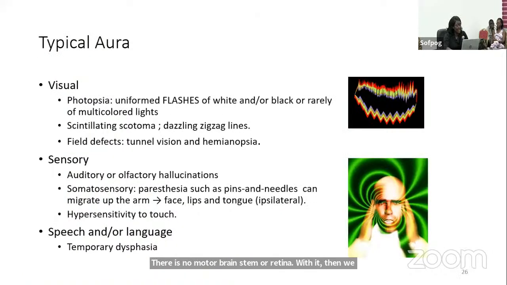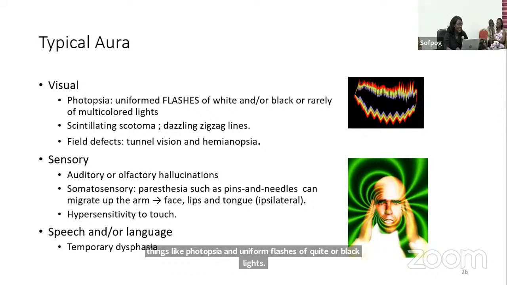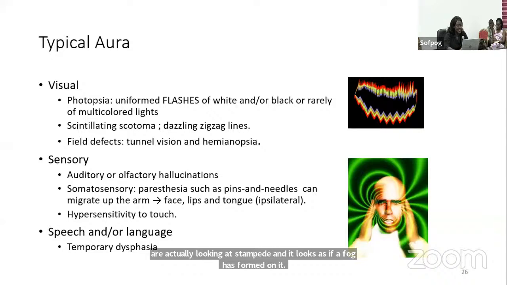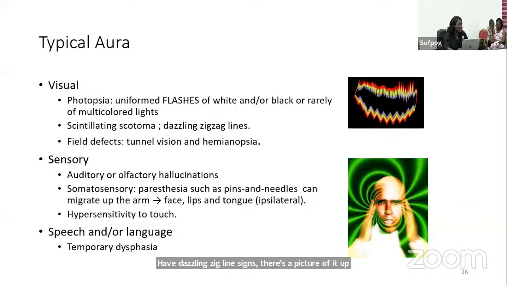So for visual auras, they will have things like photopsia, uniform flashes of white or black lights. They may also have scintillating scotoma, where they are looking at something and it looks as if a fog has formed on it. They may have dazzling zigzag lines, and there's a picture of it up there, in their vision. They may have visual field defects, even tunnel vision as well.